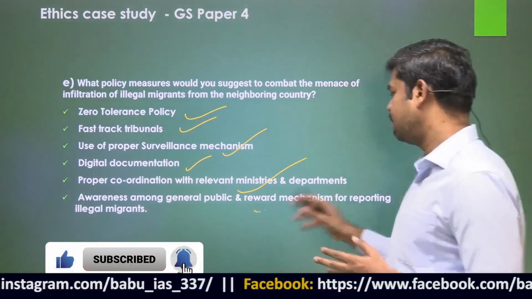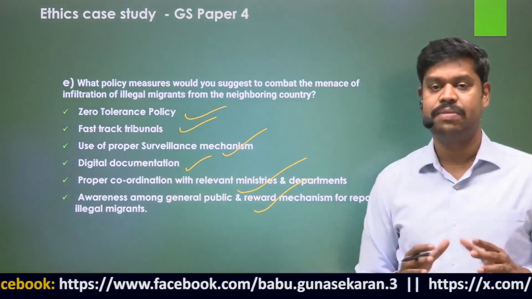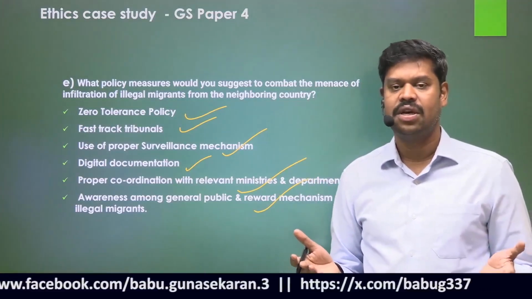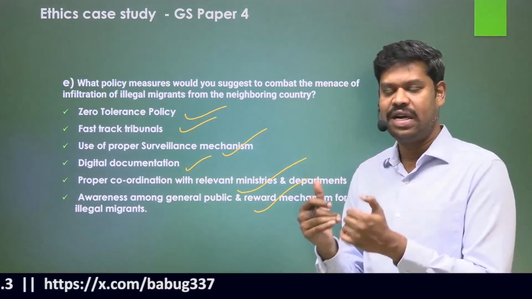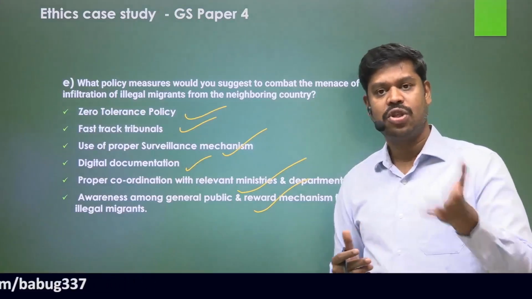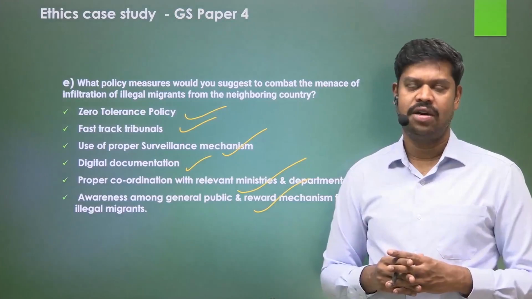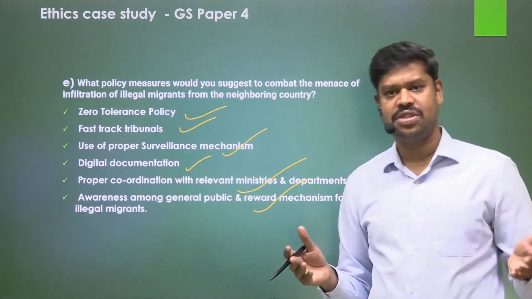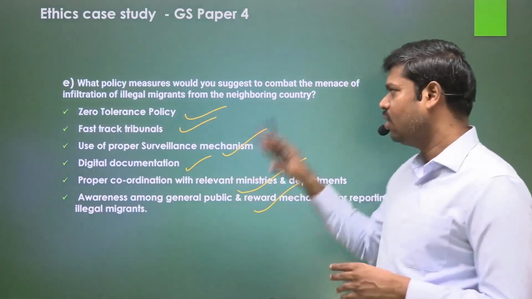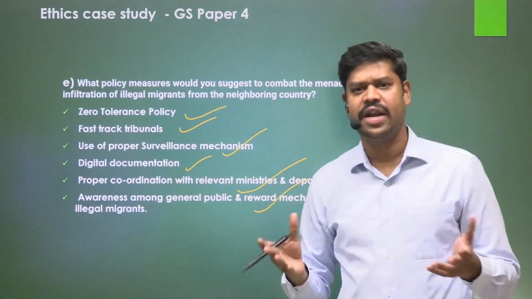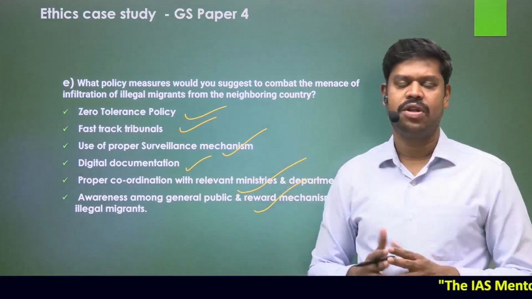Awareness among the general public, reward mechanisms for reporting illegal migrants. This is again important. People should have general awareness, because good governance is not only about the government delivering its services, but also the people's participation in the process. So both have to go hand in hand. So this awareness generation and people's participation in reporting is also very important. All right, all these steps are indicative in nature. You can come up with your own ideas, but this is a broader framework that I am trying to give.